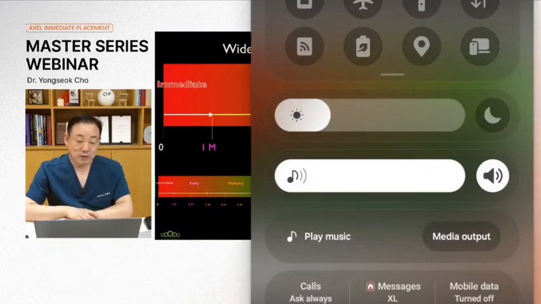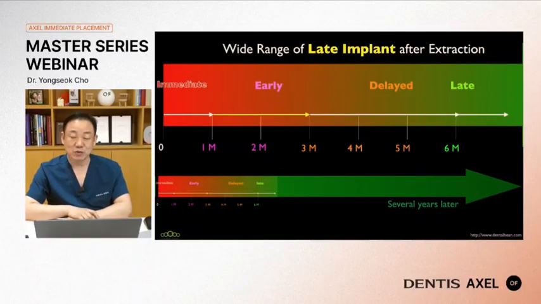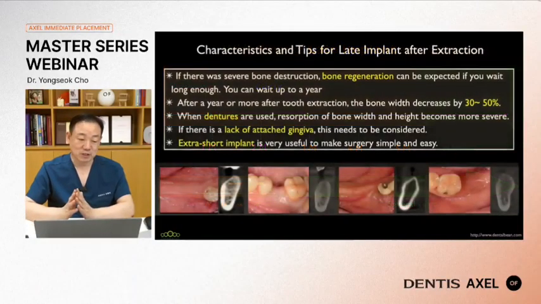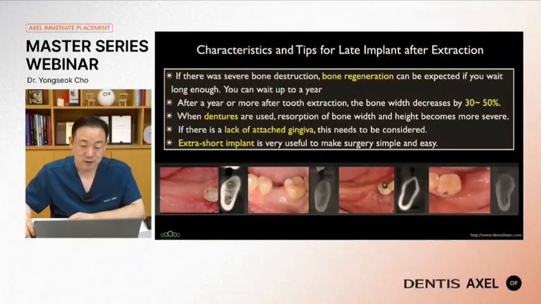The range of late implant surgery is very wide, from 6 months to several years. So clinical situations can be highly variable. Okay, these are the characteristics and tips for a late implant after extraction.